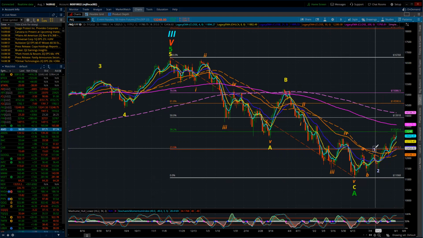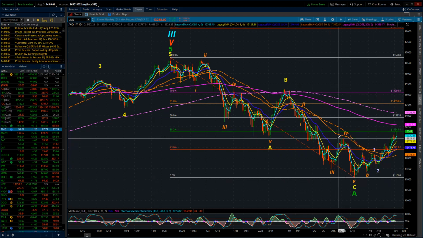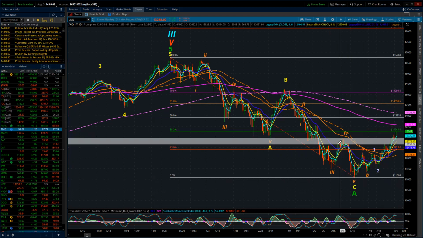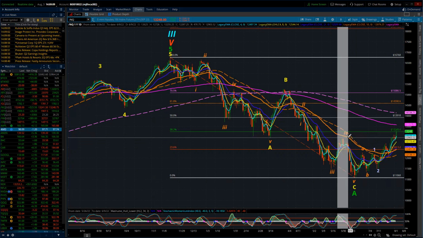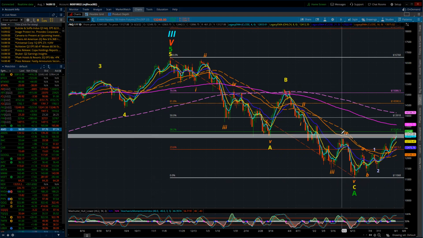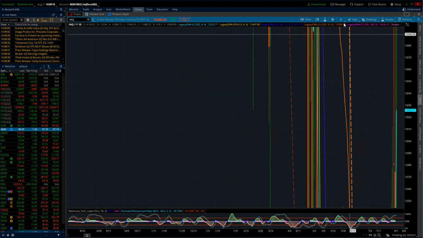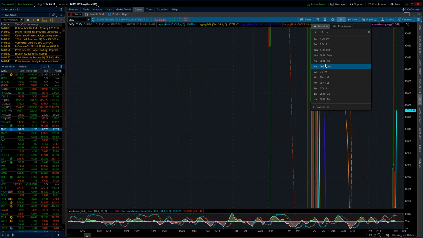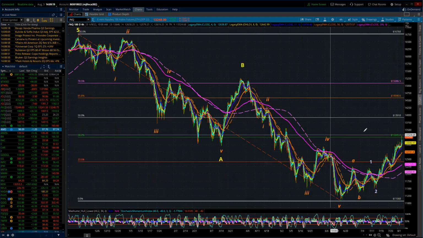So again, this wave is subdividing. So let me, oh, come on. I got to hold this, and come on, don't. It's such a trip. It does that. I'm not sure. I don't know if it's my mouse or what.